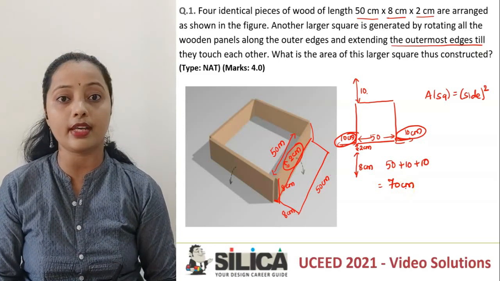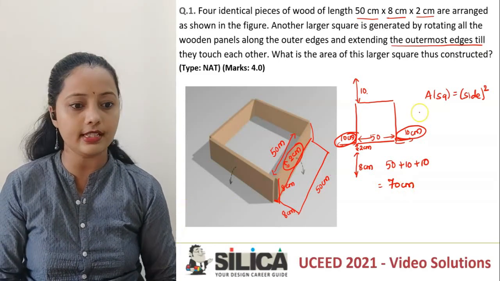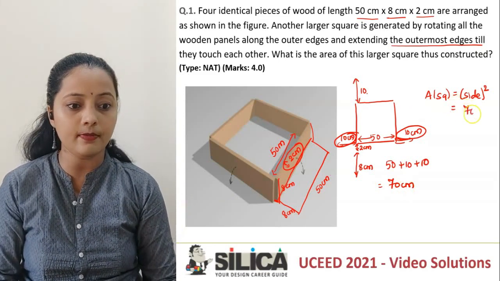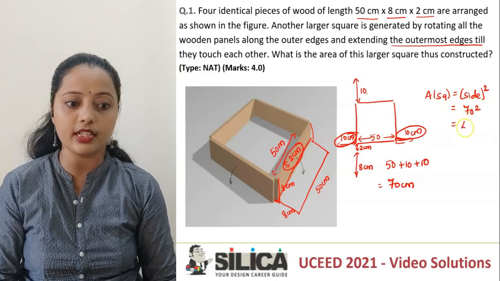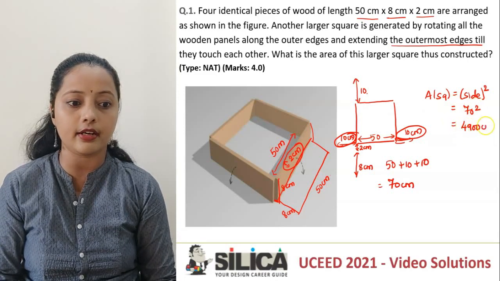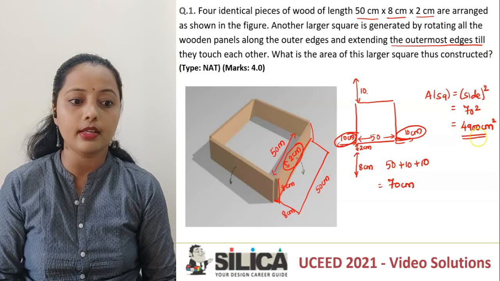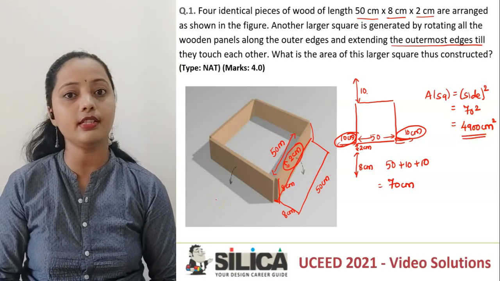So the new square is going to have a length of 70 centimeters, which means area will be 70 square. And what is 70 square? 4900 centimeter square. That's going to be the area of this new square.